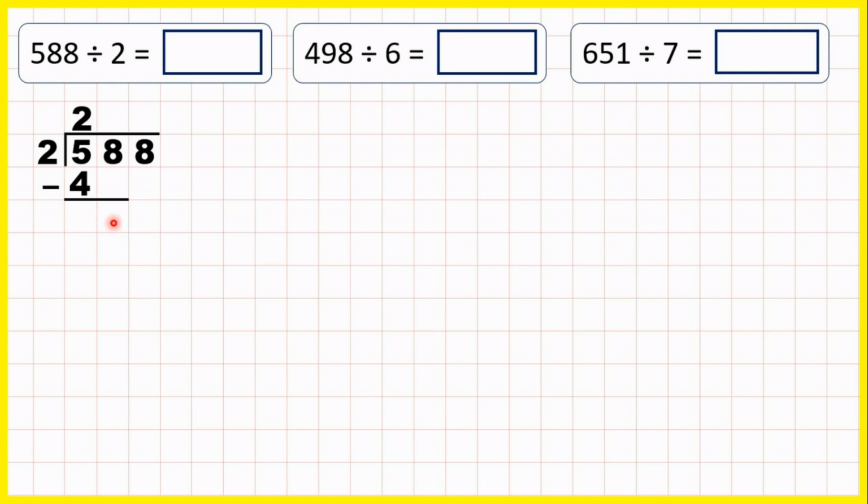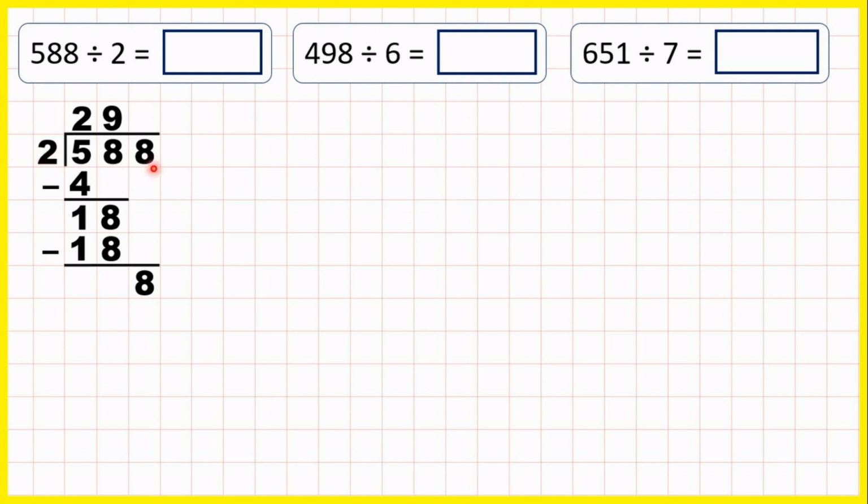Now we subtract and bring down. 5 minus 4 is 1, and we can bring down the 8. So we have 18 divided by 2. Now 18 is in the 2 times table, so we can write 18 under the 18, and because 18 is 9 times 2, we can write 9 in our answer line. Now we subtract and bring down, but 18 minus 18 is just 0, so all we need to do is bring down the last digit, bring down the 8, and we have 8 divided by 2.